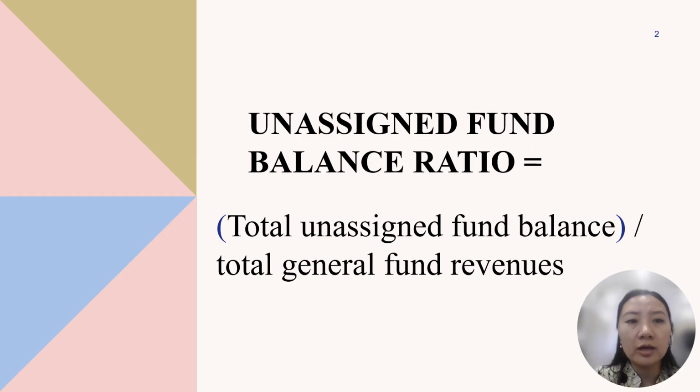This is how you calculate it. The unassigned fund balance ratio equals the total unassigned fund balance divided by the total general fund revenue. This means you get a percentage, the percentage of the total general fund revenue that is unassigned.